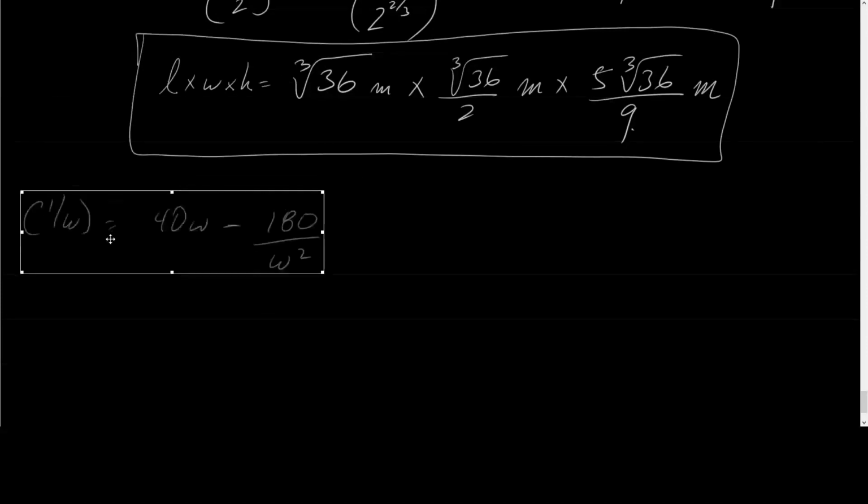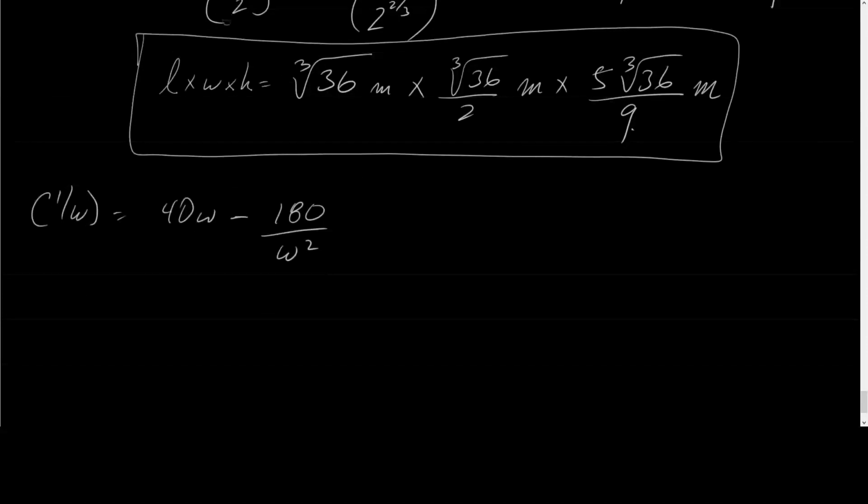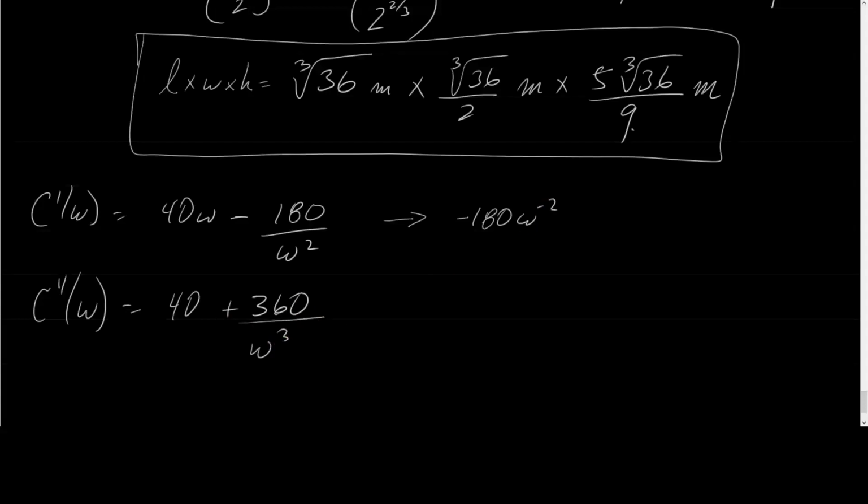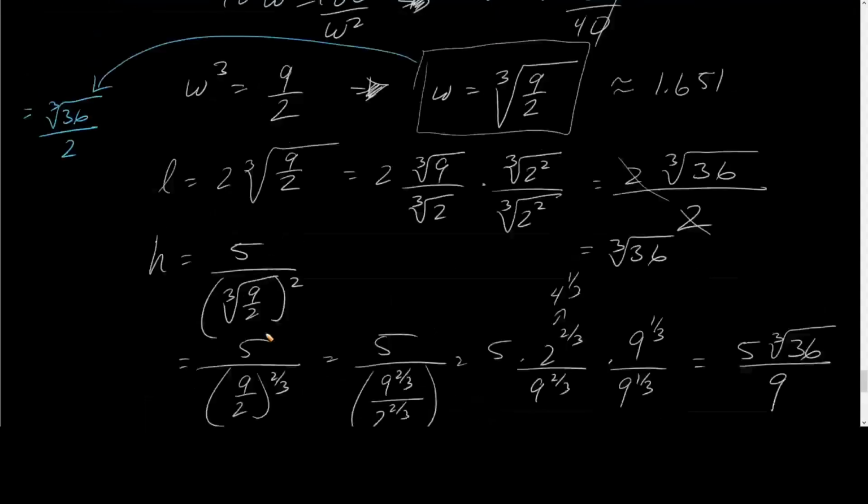So let's see what we get. If that's our first derivative, what's our second derivative? So C double prime of W would be, well, the derivative of 40W is just 40. The derivative of negative 180 over W squared, again, think of this as negative 180 W to the negative 2. So if I take the derivative there, I'm going to have a positive 360 W to the negative 3, in other words, 360 over W cubed, right? And now, what was our value of W? Our width here was the cube root of 9 halves, which is approximately 1.6.